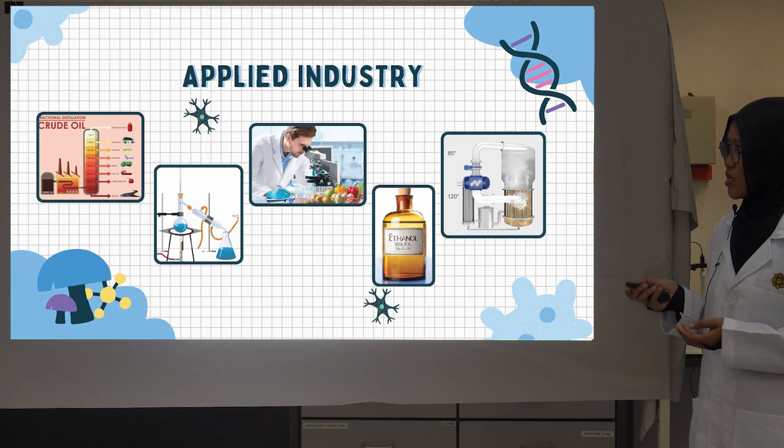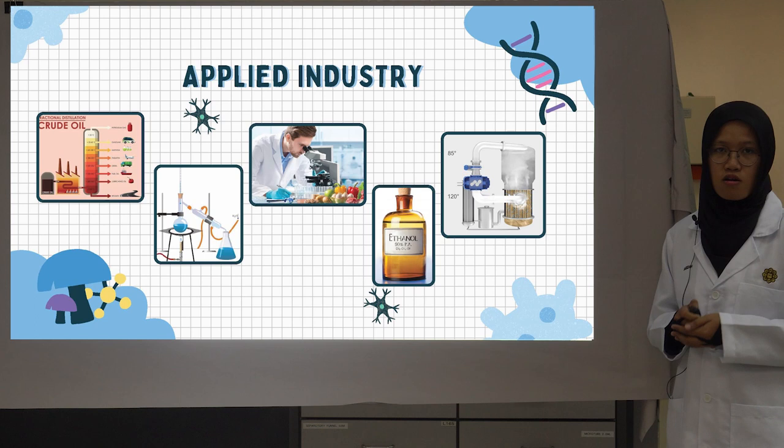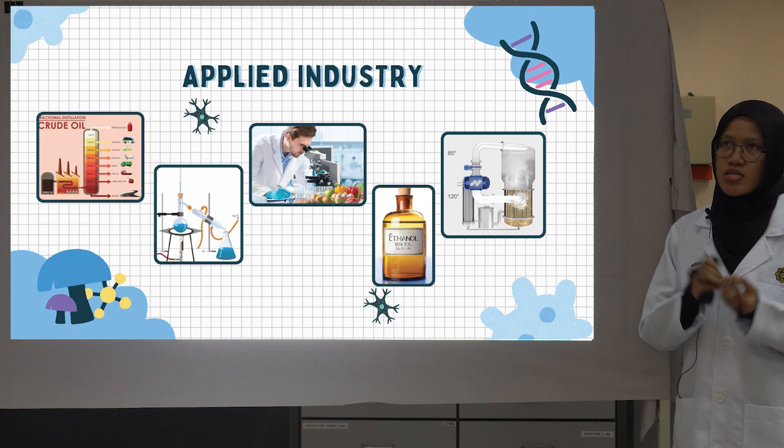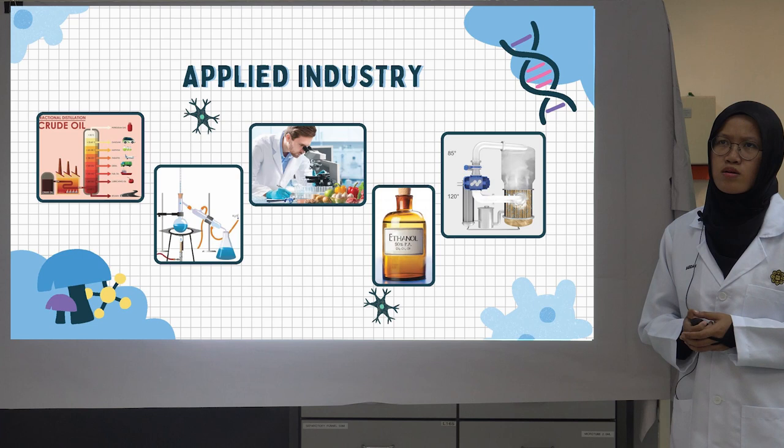Next is the food and beverage industry. In the food and beverage industry, we mainly use it in the production of alcohol. In the production of alcohol, we distill the fermented mixture to extract the alcohol, such as rum and whiskey. We also use it to produce essential oil in food.